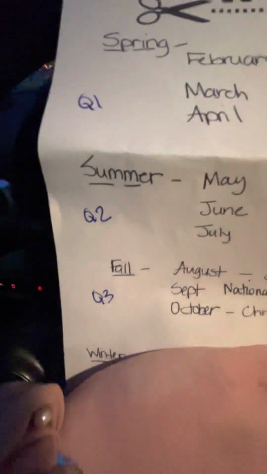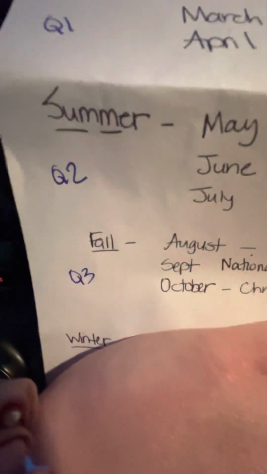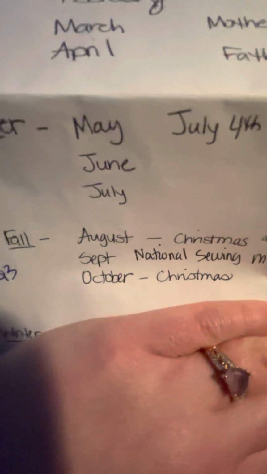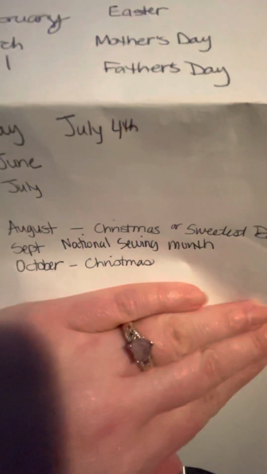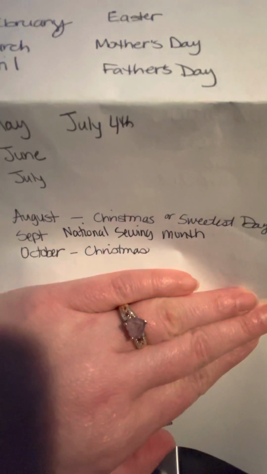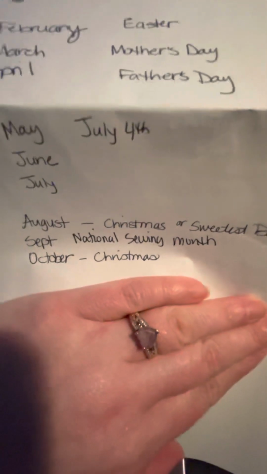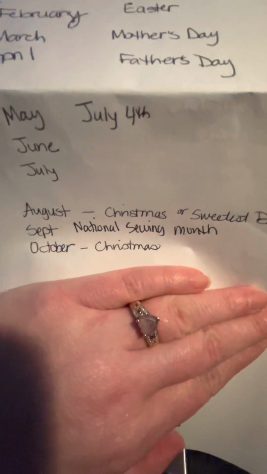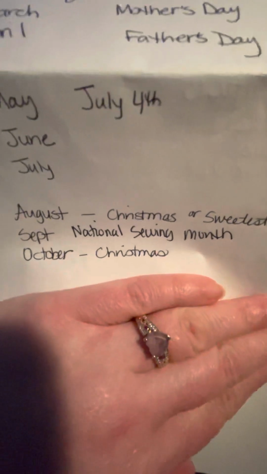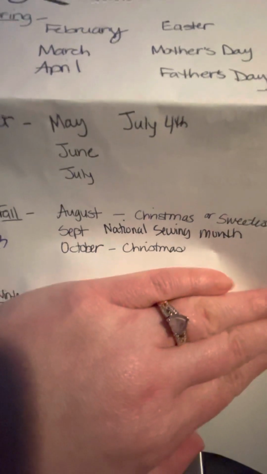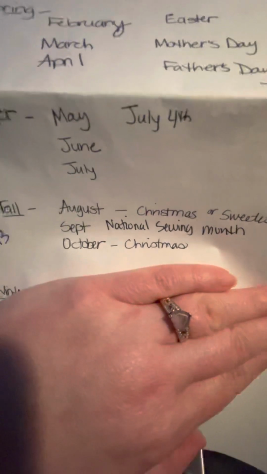All right. Next, we have quarter three, which is your fall or autumn. And we have August, September, October, which is Christmas and Sweetest Day. We have National Sewing Month, if that's something you want to use for your PR, your public relations type of thing. And then Christmas. So basically what you want to do is chop up your year into 4 quarters.